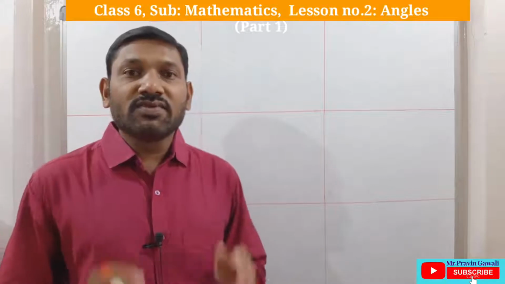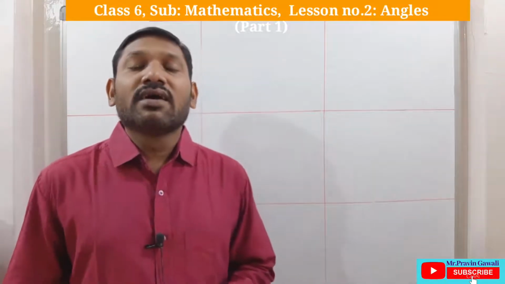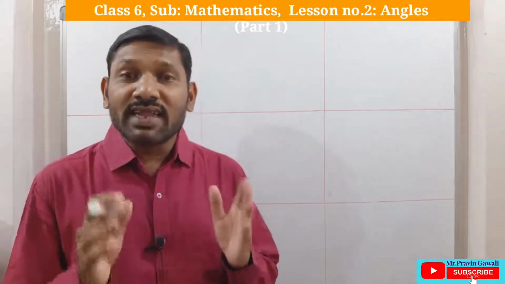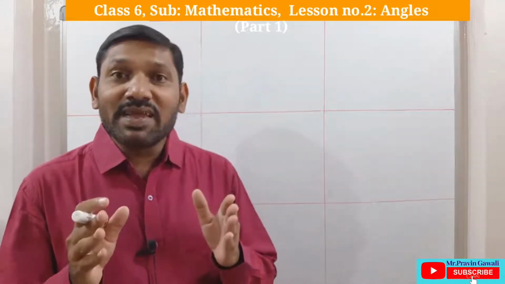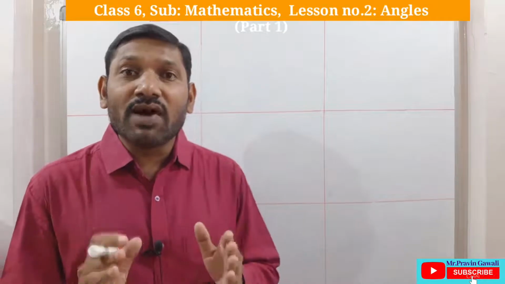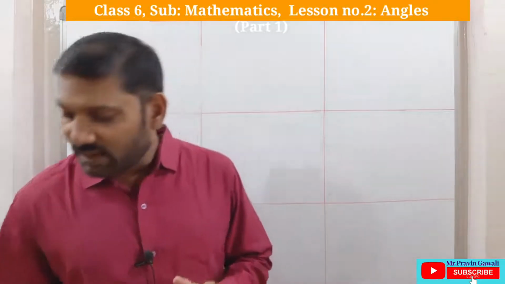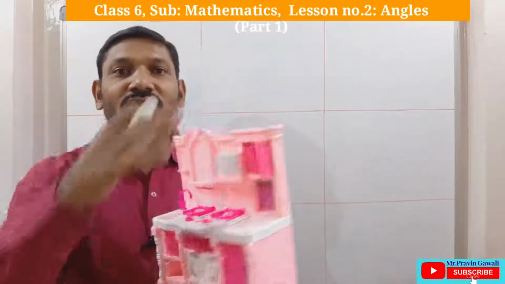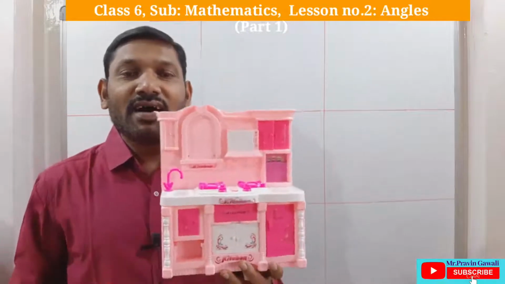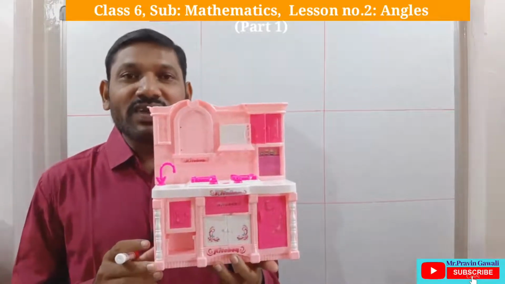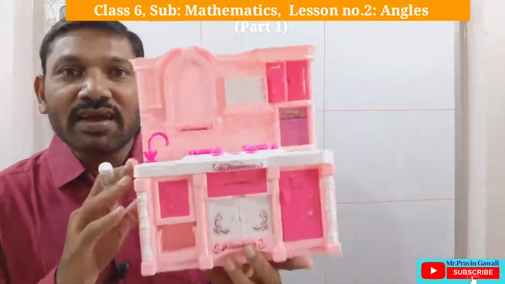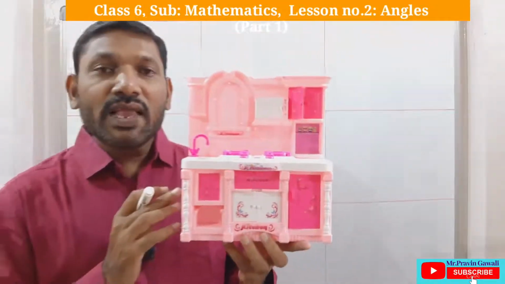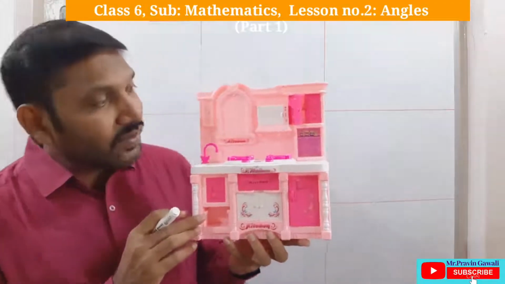Okay students, now see, again one important thing. Now again I would like to show a toy that may be available in our home. See students, what is it? It is a toy of a kid, a baby girl. It is known as a kitchen set. Here we can see angles also. Where do we see angles?